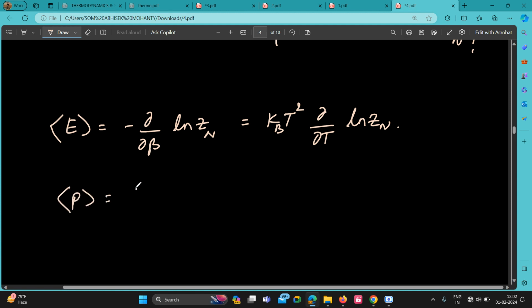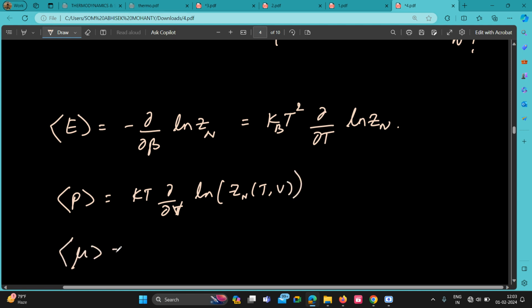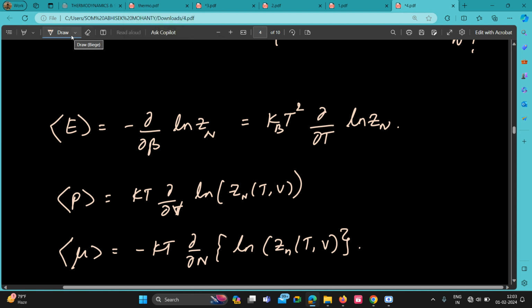Average pressure is kT del by del V of ln Z_N(T,V). Mu will be minus kT del by del N of ln Z_N(T,V). So just see through these things. I'm coming in 1 minute.